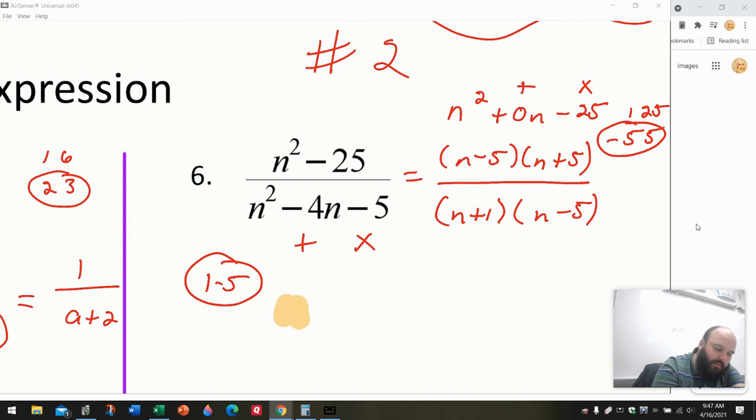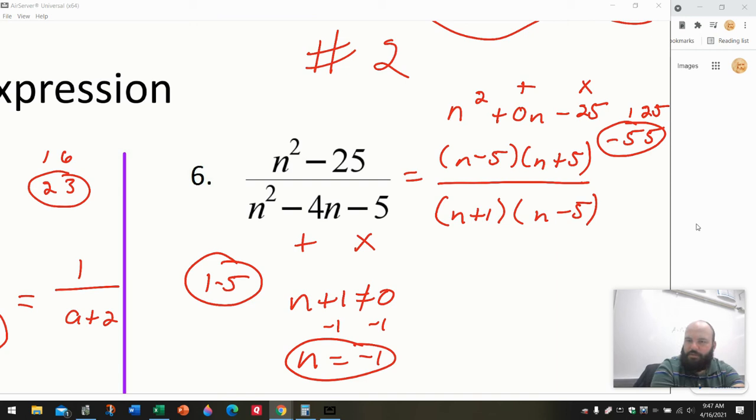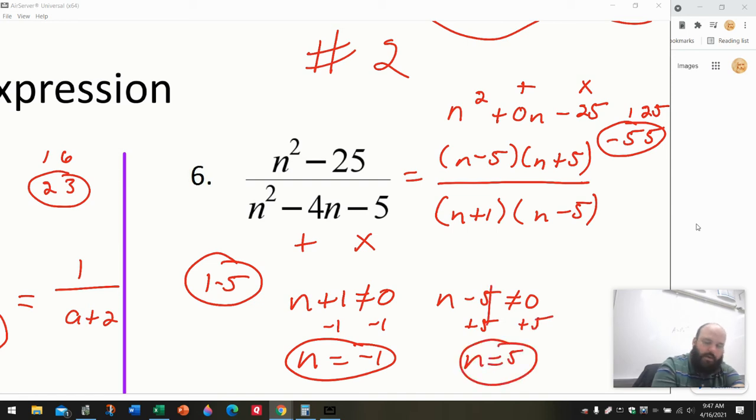So in this case, n plus 1 equals 0. We actually don't want it to be 0. So we'll subtract 1 from both sides, and we get n equals -1. So there's our first restricted value. And our second restricted value, we'll take n minus 5 and set it not equal to 0. We'll add 5 to both sides, and we'll get n equals 5. And there are our two numbers, -1 and +5.